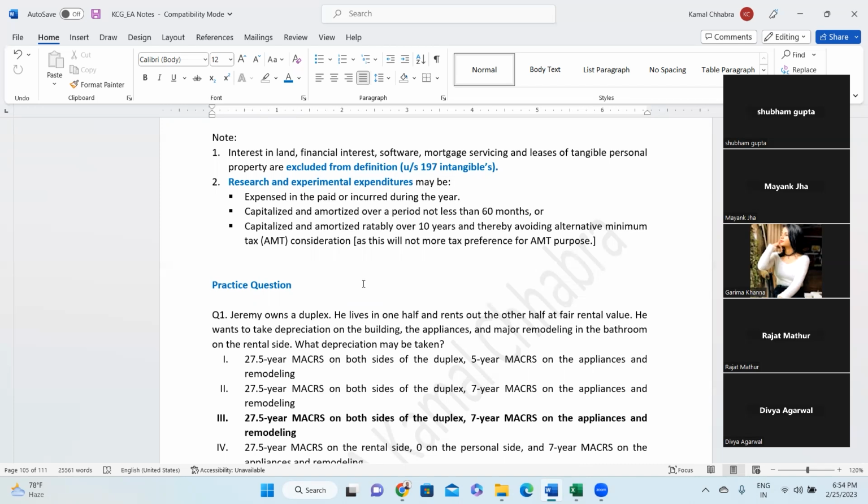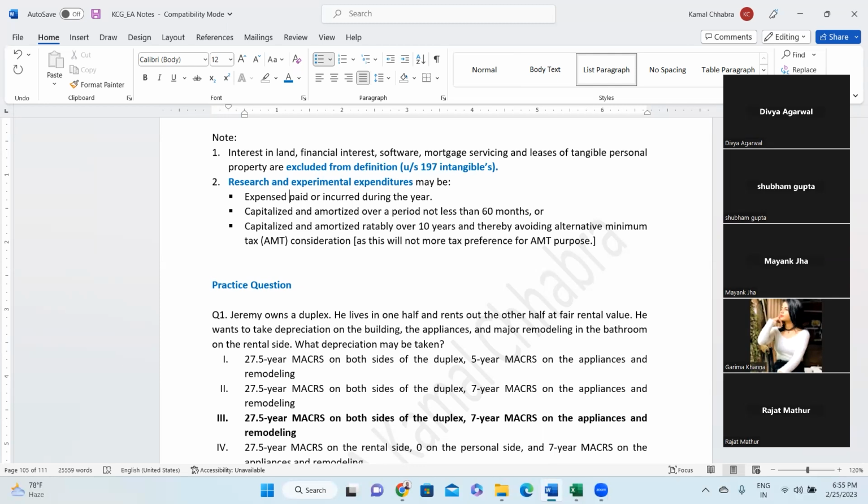Research and experimental expenditure may be expensed, paid and incurred during the year, or capitalized and amortized over a period of not less than 60 months, or capitalized and amortized ratably over 10 years, thereby avoiding any alternative minimum tax. The consideration is that this will not be more than the tax preference for AMT purposes.